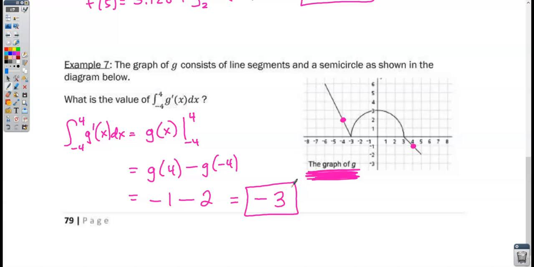Section 6.8, which is finding antiderivatives and indefinite integrals, the basic rules and notation. We're going to get into the indefinite integral next.